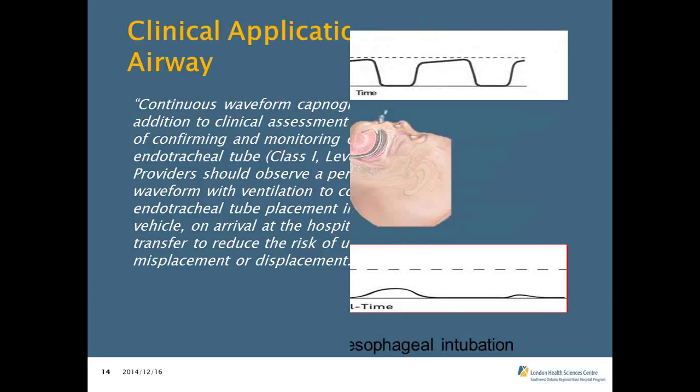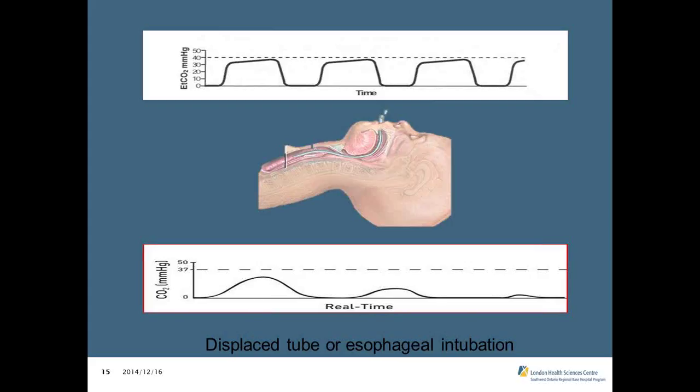So this picture on your screen is an example again of a normal end-tidal CO2 reading at the top. This is what you would desire to see if you had intubated someone or, say, used the King LT and you were using an end-tidal CO2 monitor. At the bottom, we see an end-tidal CO2 reading that isn't going so well.